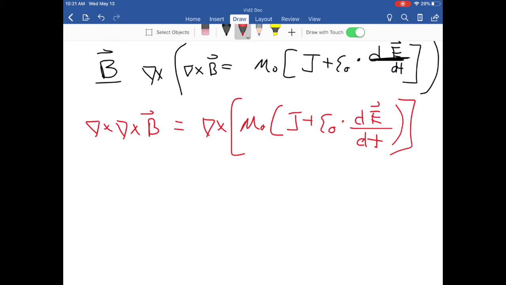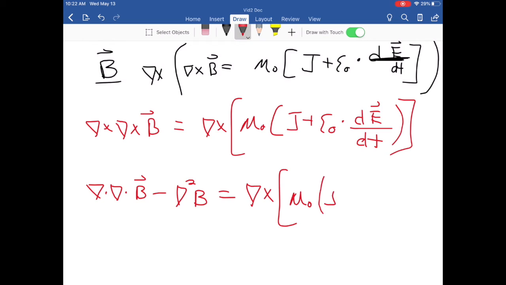Now from here, once again, we can use the curl of a curl identity, but this time with respect to the magnetic field B, and that affords us the following: del dot B minus del squared B is equal to del cross quantity of mu naught times the current density J plus epsilon naught times the derivative of the electric field with respect to time. And we'll close our brackets here.